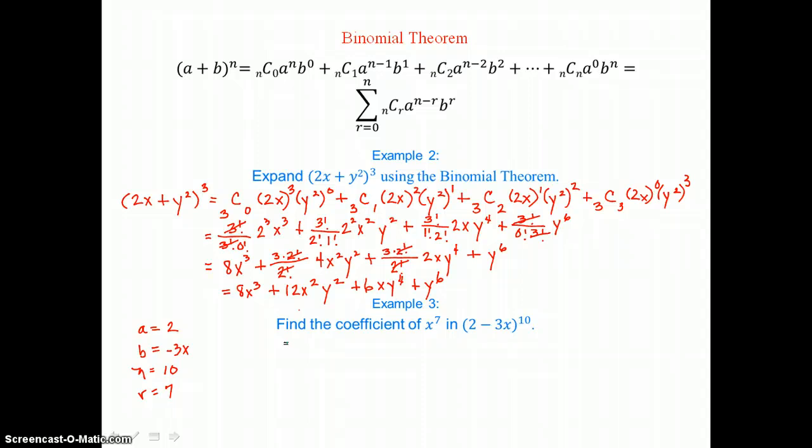We want to know what the 7th term in this expansion is going to look like. So we can use our sigma notation to find that term. We would have 10 choose 7. A is 2, so we have 2 raised to the 10 minus 7 power. B is negative 3x, and that's going to be raised to the 7th power. Okay, so simplifying, 10 choose 7 can be written as 10 factorial over 10 minus 7, which is 3 factorial, 7 factorial.